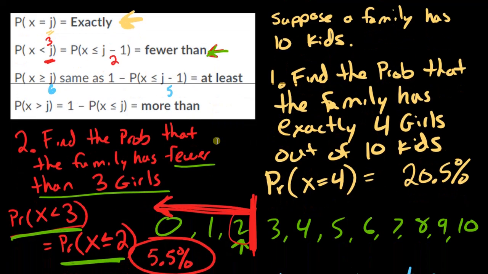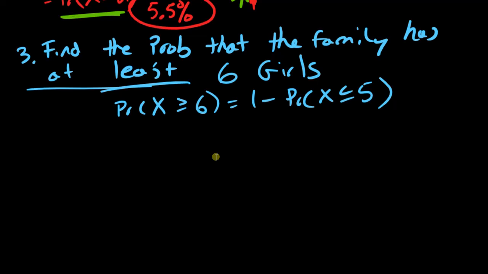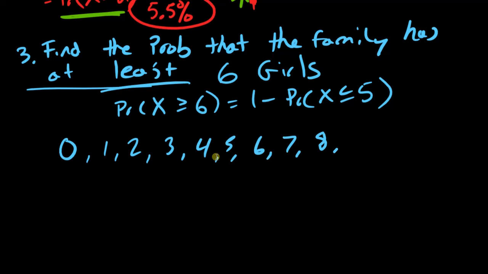But what does that formula mean? How did they arrive at that formula? Okay, let's think it through. We don't need to memorize these formulas, all right? So we can have 0 girls, 1 girl, 2 girls, right? A family with 10 kids can have anywhere between 0 and 10 girls. Okay, so what does at least 6 mean?